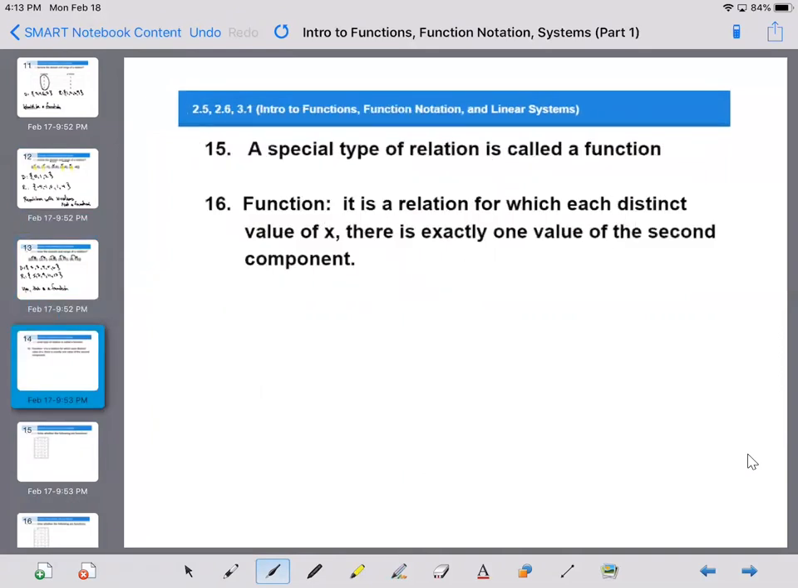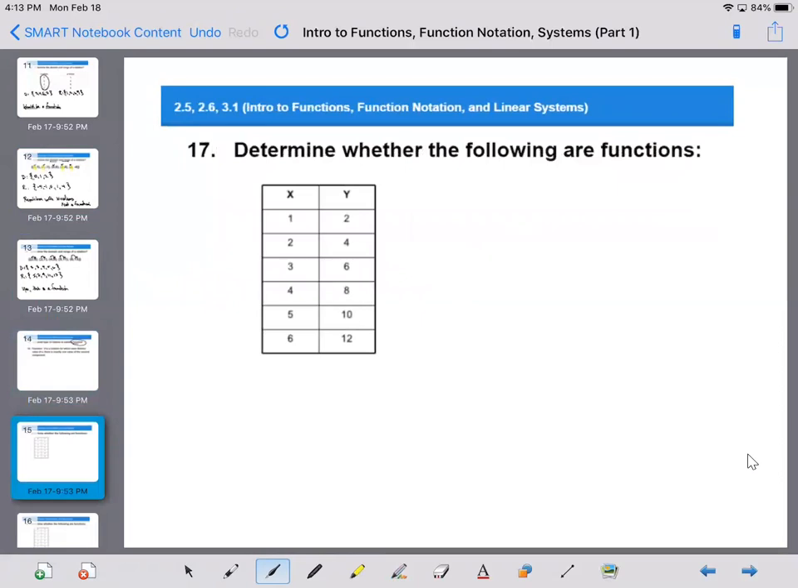So again, just reiterating that definition of a function. Now we look at a table, and I just want to determine yes or no, and I'd like for you to be able to tell me why and how you know. So is this a function?